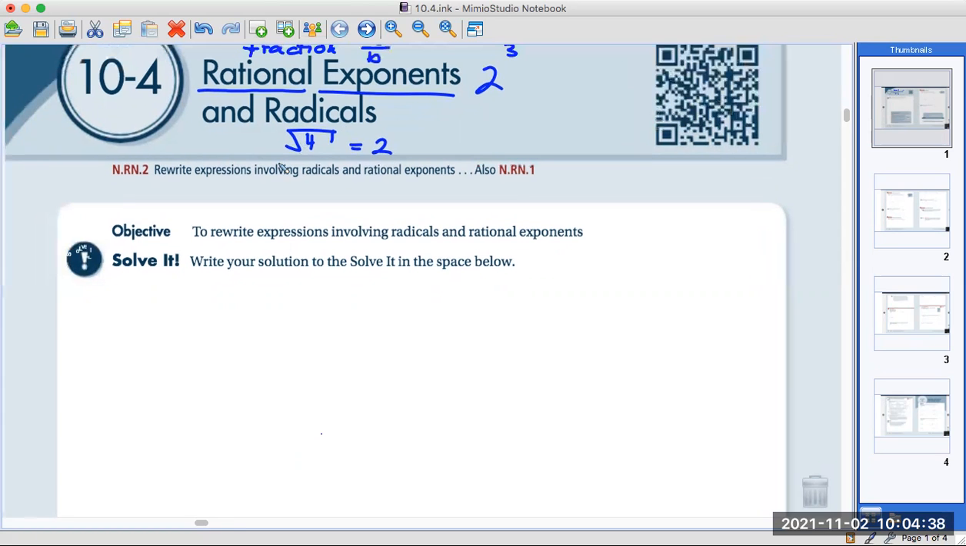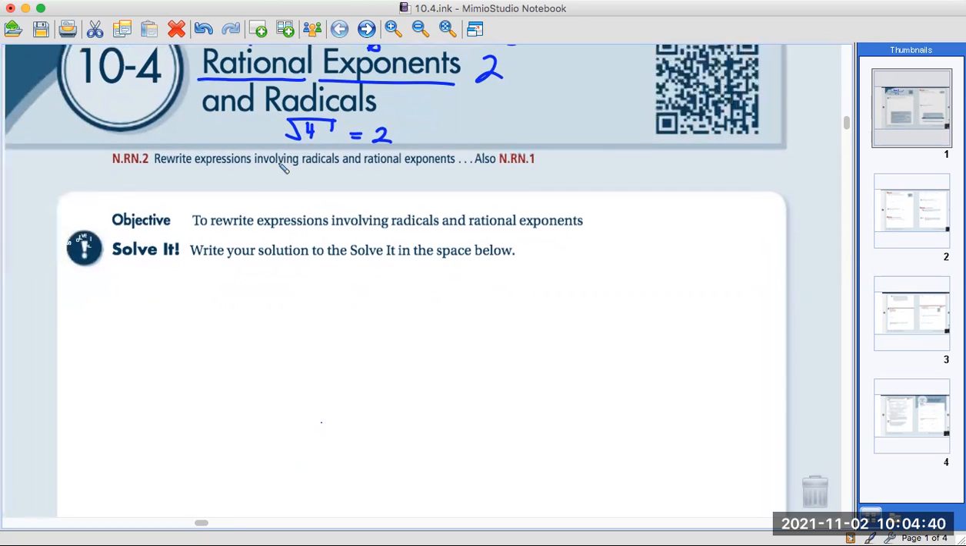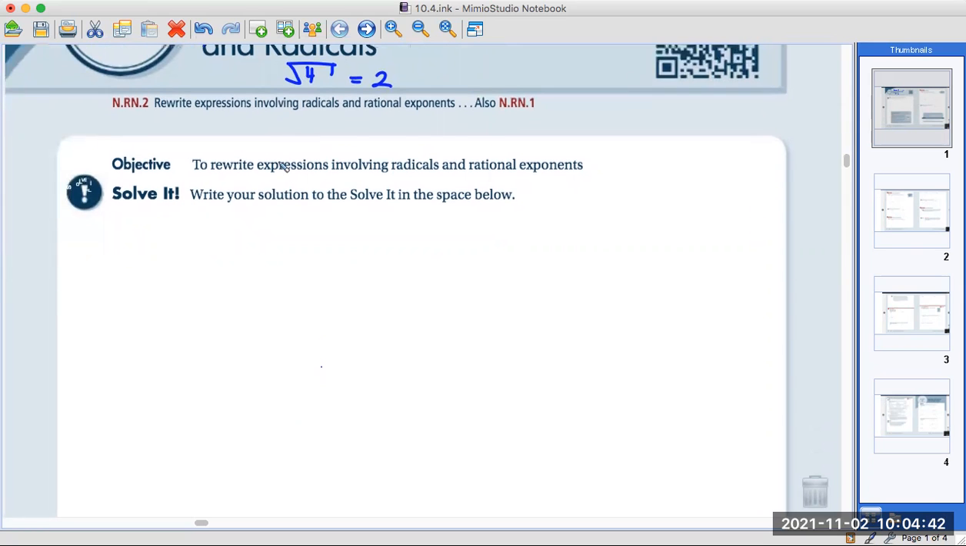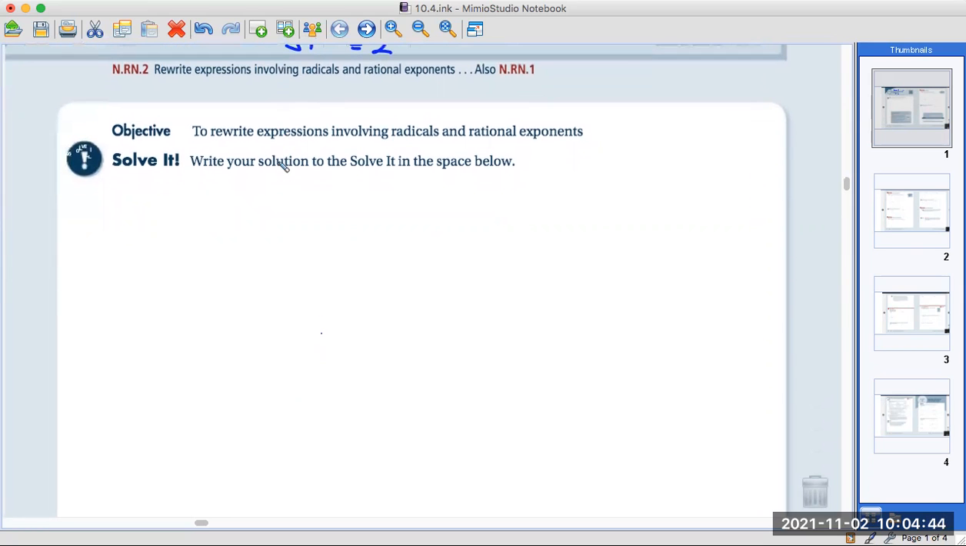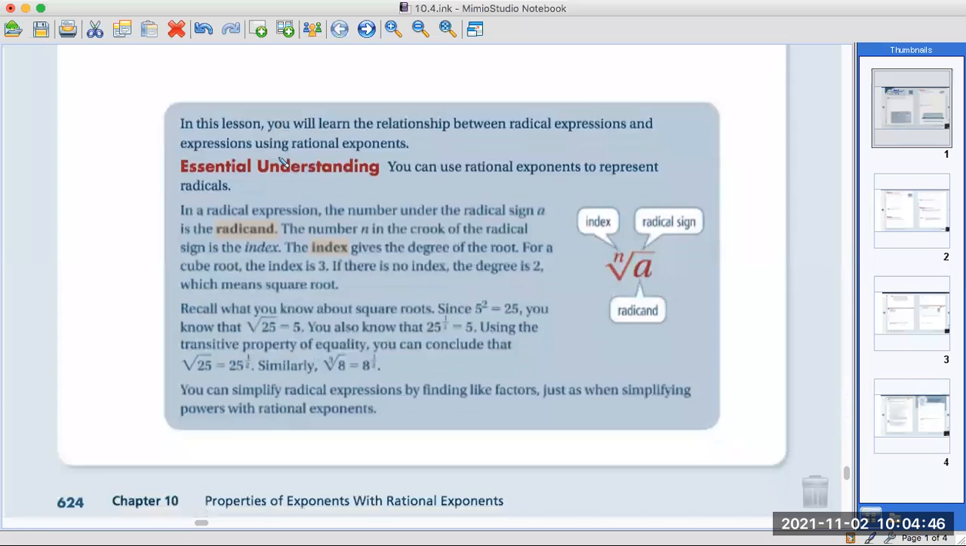And I'm skipping a lot. I just want to show you a few basics. So in the future, if you come across it, you have seen it before. So in a radical expression, there's your radical sign. The number under the radical sign, this number right here, is called the radicand. Not that important, just so you heard it before.